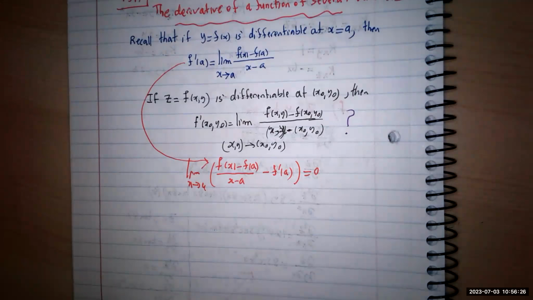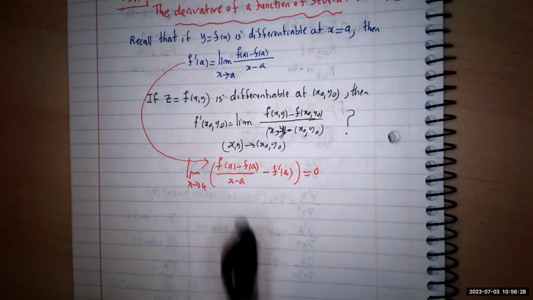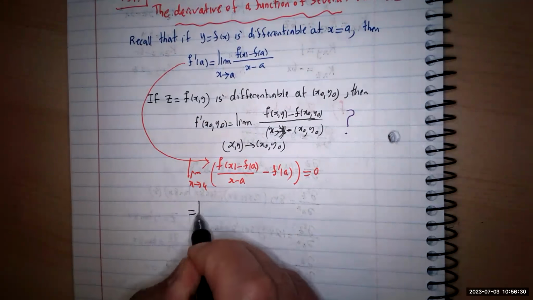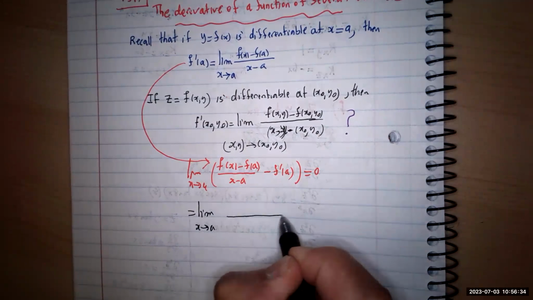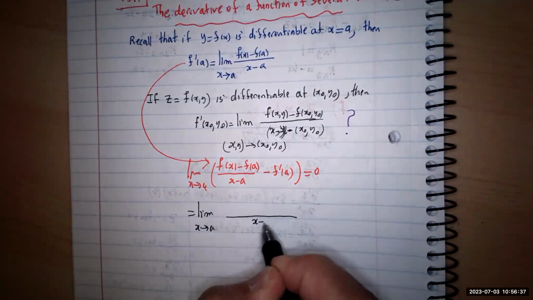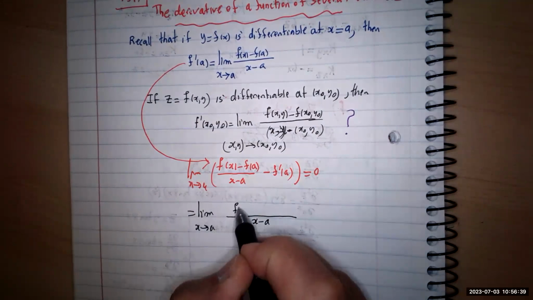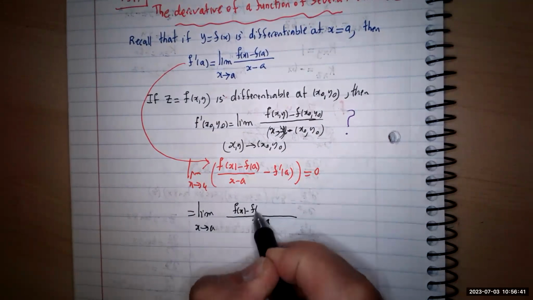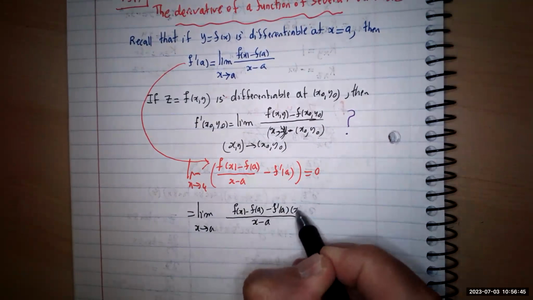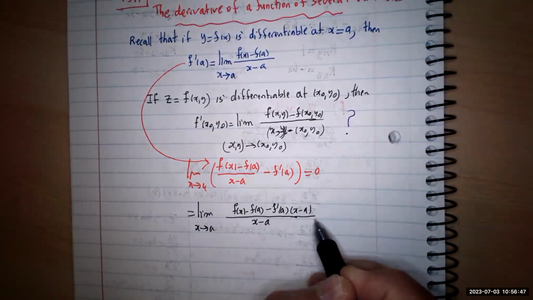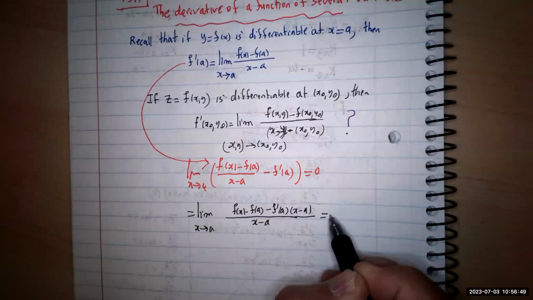And if you stay with this limit, take a common denominator. So this means the limit as x goes to a, the common denominator makes sense, it's going to be x minus a, and the top would be f of x minus f of a minus f prime of a times x minus a. Okay, so look at this one. This is equal to 0.